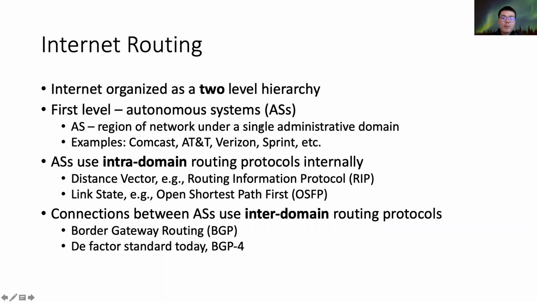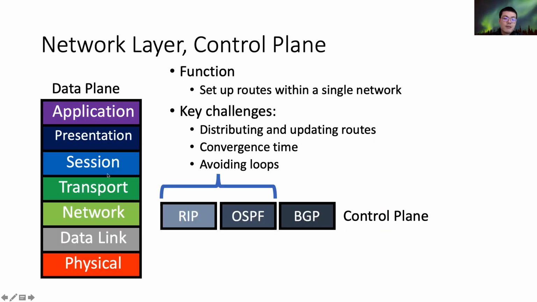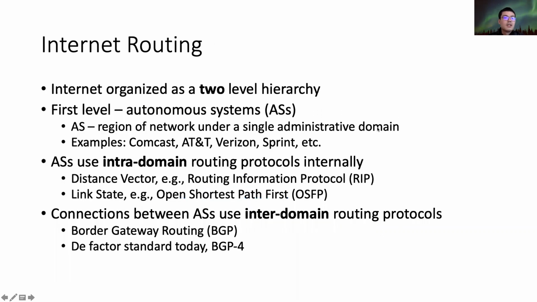So you can see we have two levels. Right? So this is the institution level, this is cross-institution. Okay. So the internet routing is actually organized as this kind of two-level hierarchy. Okay. The first level is called the autonomous system.